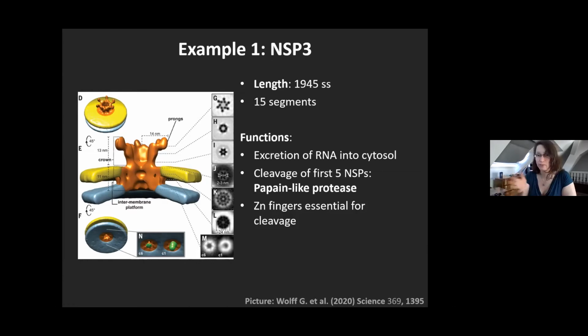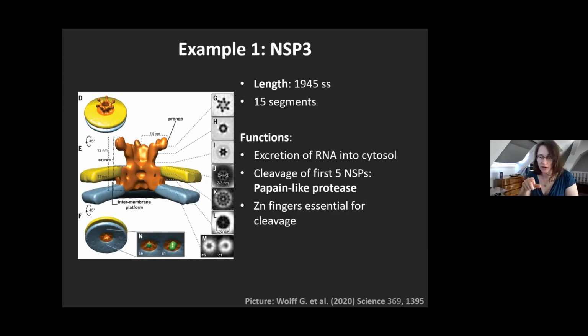There are many functions, but these are the two which have been well known, and that's the cleavage of the first 5 NSPs from the polypeptide chain that is produced once the virus starts making its protein chain. It makes one long chain, and then that has to be cut into functional NSPs. And that's the papain-like protease that does that. It cuts the polypeptide chain into functional bits.